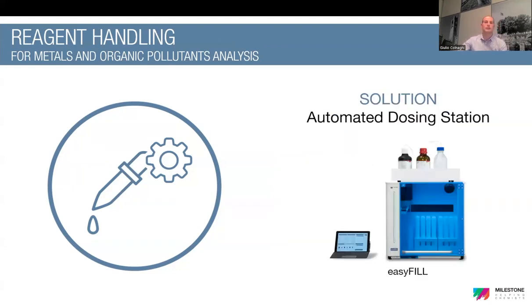A good way to address this challenge is to use an automated dosage station, where we can simply place our vessel with our sample, and the system automatically doses the different kinds of reagents, either acid or solvent, depending on the type of analysis that we want to perform, into our vessels. This completely eliminates the operator's exposure to acid and solvent. Plus, it standardizes a manual approach that typically takes away a lot of operator time.